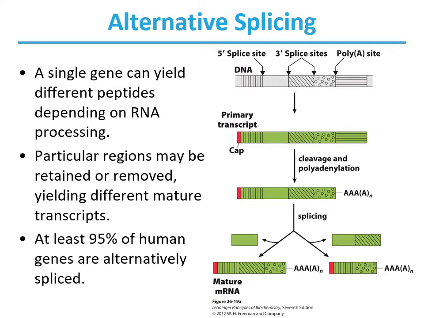Alternative splicing. A single gene can yield different peptides depending on the RNA processing. Splicing is performed at the 5' and 3' sites. In this example, you can have two alternative splicing events. The different messenger RNAs will produce different polypeptide chains. More than 95% of human genes are alternatively spliced.